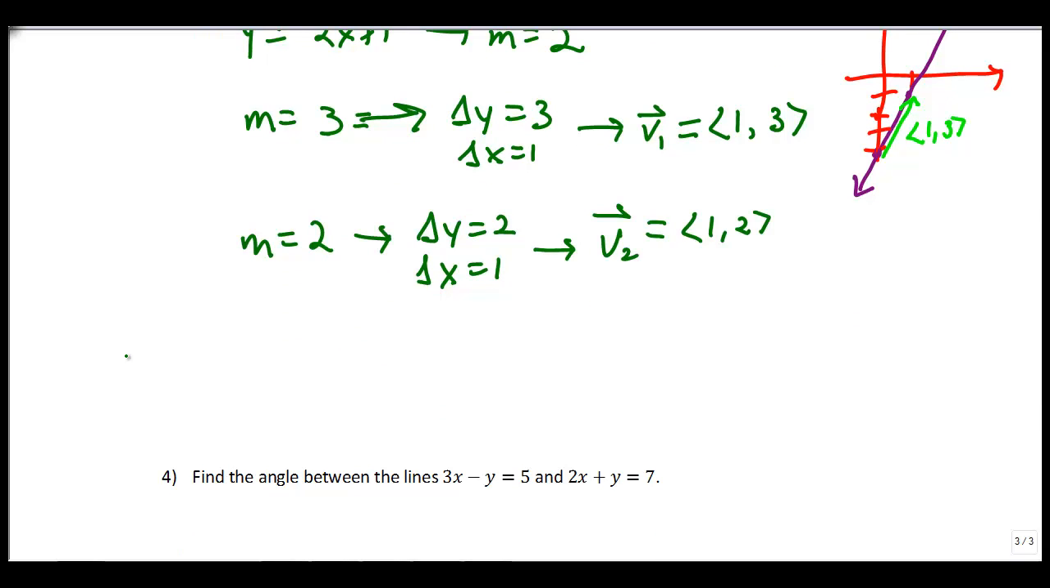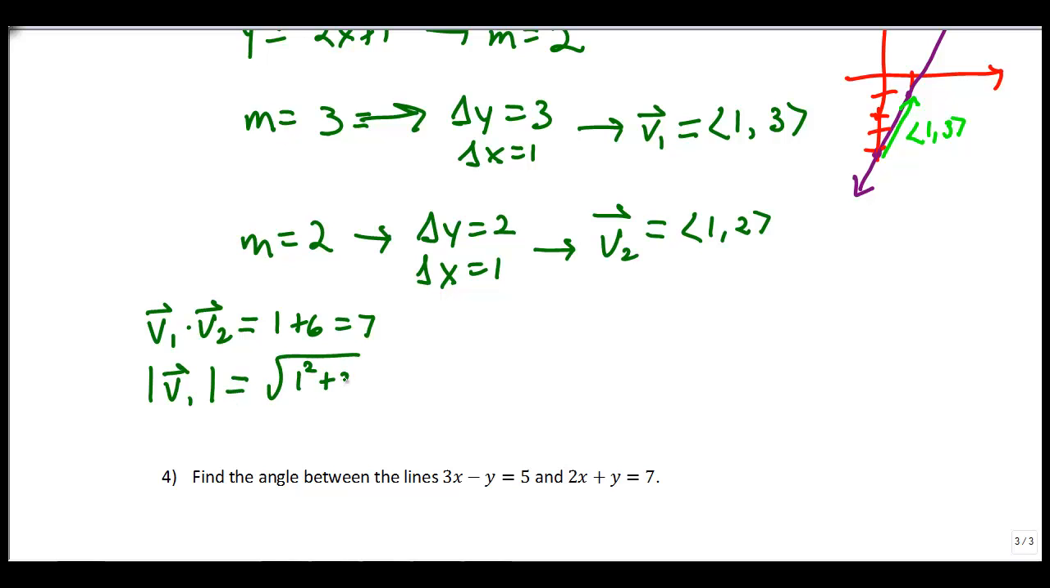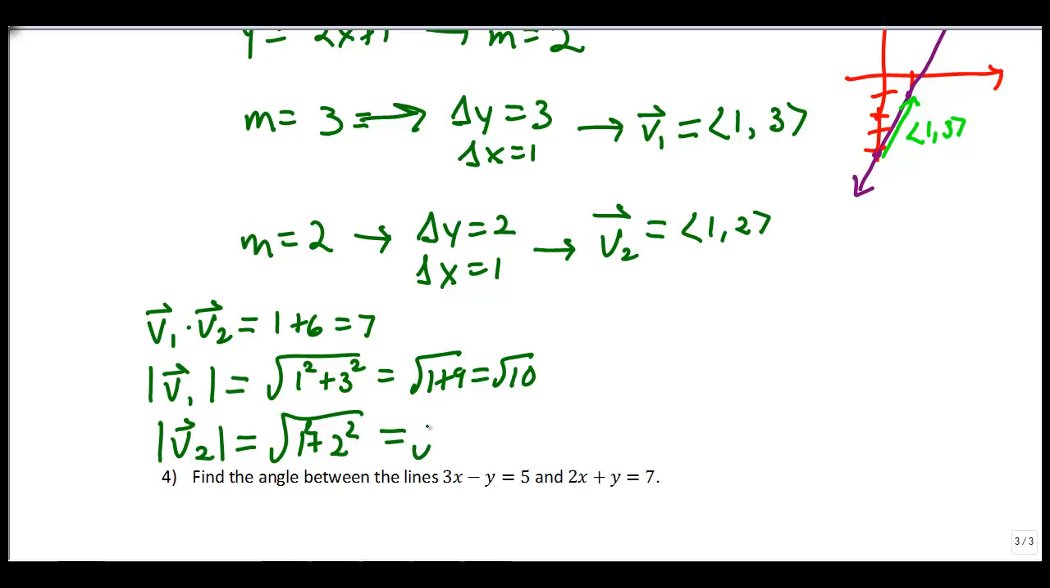So what we're going to do, same thing we were doing on the previous page, we do v1 dot v2. That's 1 times 1 is 1, 2 times 3 is 6, that's 7. Magnitude of v1 is square root of 1 squared plus 3 squared, square root of 1 plus 9, that's square root of 10. Magnitude of v2 is the square root of 1 squared plus 2 squared, that's square root of 1 plus 4, that's square root of 5.